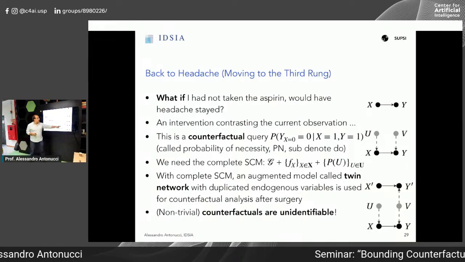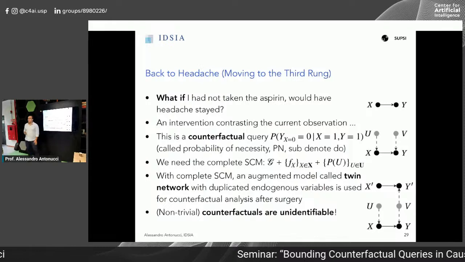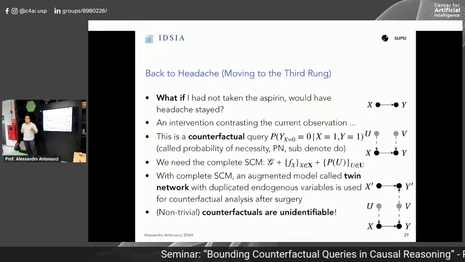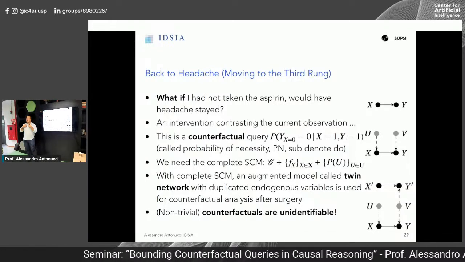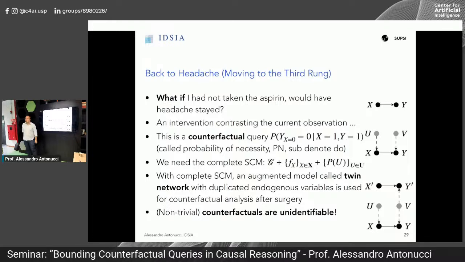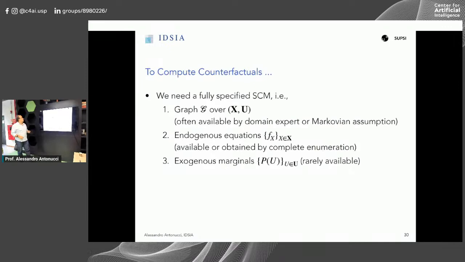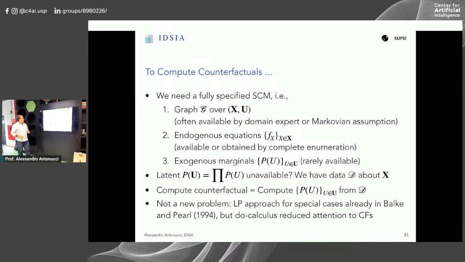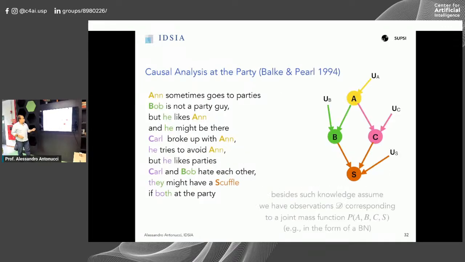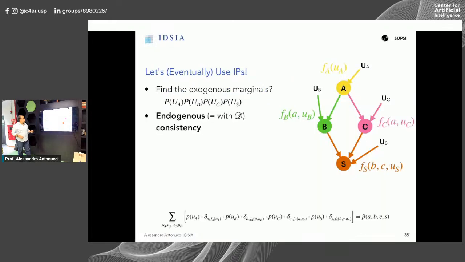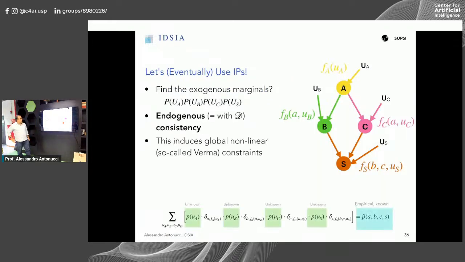If you have the latent distribution over the U variables, you are done. But generally speaking, you don't have them. We have this credal set, and so we need to compute this inference. Now let me be faster. So, this is an example, but I think I will skip the detail of the example.